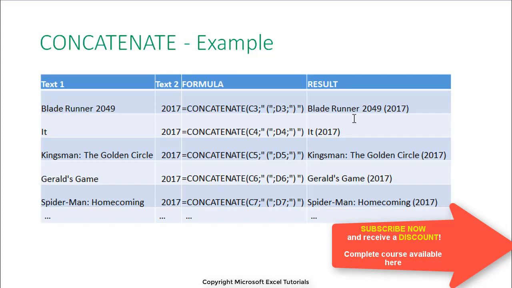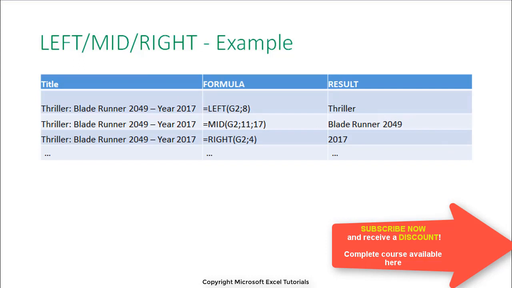And as you can see, the result is that I have my movie title, then a white space, opening bracket, my release year, and a closing bracket and additional white space. So as you can see, I can either choose to enter a cell reference in my concatenate formula, or I can enter my text in between quotation marks.